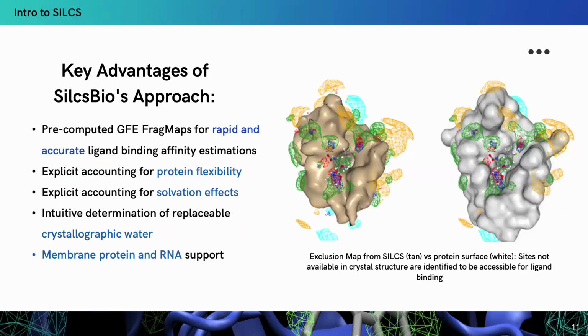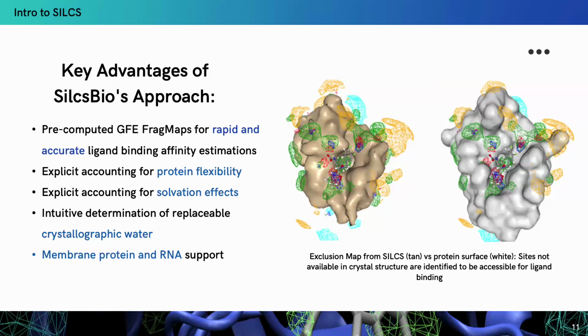To summarize the key advantages of the SILCS Bio approach, it is the pre-computed GFE frag maps, allowing rapid and accurate ligand binding affinity estimates in a way that leads the drug design process. And beyond the quantitative predictions, the frag maps easily allow for an understanding of the types of functional groups that can be added to a molecule to increase its binding affinity, which is very useful in medicinal chemistry to give ideas about synthetically accessible molecules.